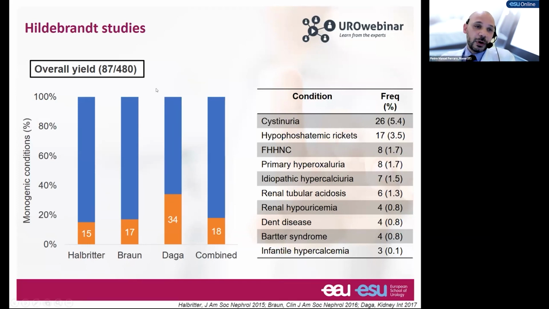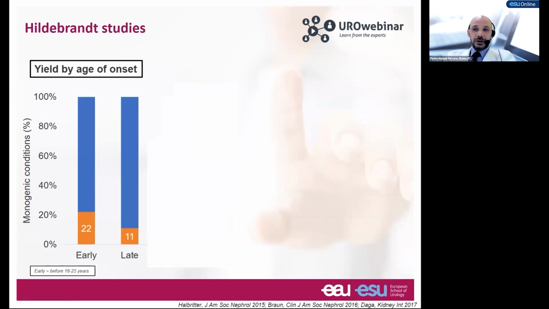Anyway, the yield of monogenic conditions when combining data from all the three studies is 18%. And as you can see, the majority of these cases were represented by cystinuria, 5.4%, hypophosphatemic rickets, FHH, and primary hyperoxaluria. Interestingly, if we divide the overall yield by age of onset, by stratifying in early versus late age of onset, and by this I used a cutoff of 18 to 25 years because it was not possible to disentangle perfectly these age groups.